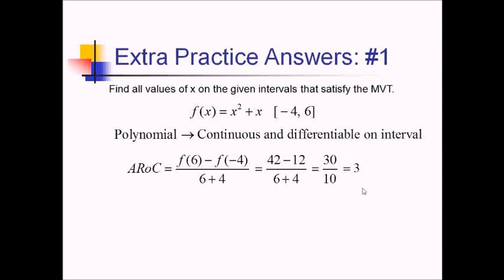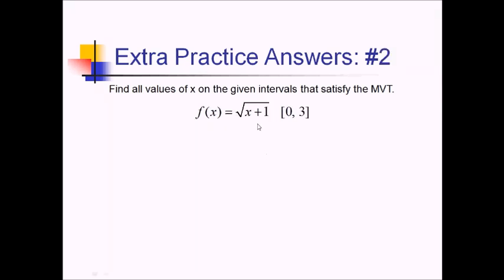And the reason I'm bothering to simplify this is I'm going to need to figure out where f prime equals 3. So I might as well simplify it now because I'm going to have to do it later anyway. So f prime then, that's going to be 2x plus 1. And that equals 3 at what x values? Well, if you subtract 1 and divide by 2, you get x equals 1. And just double checking real quick, 1 falls strictly between -4 and 6, so that's an acceptable value.